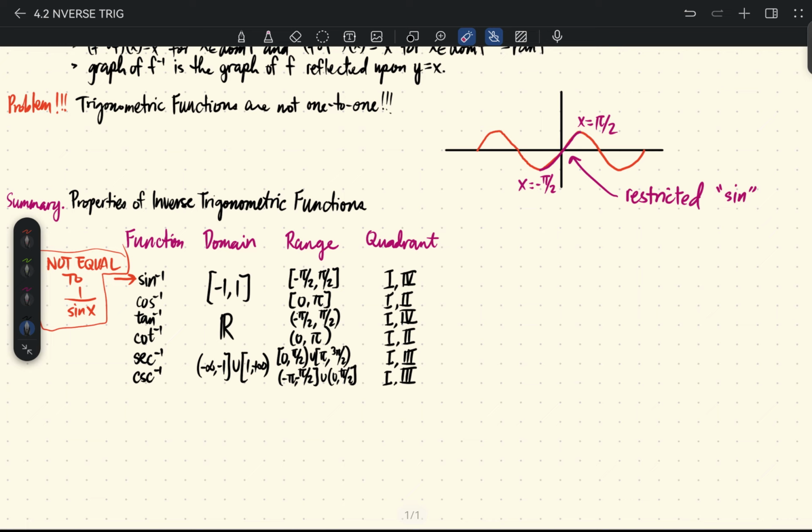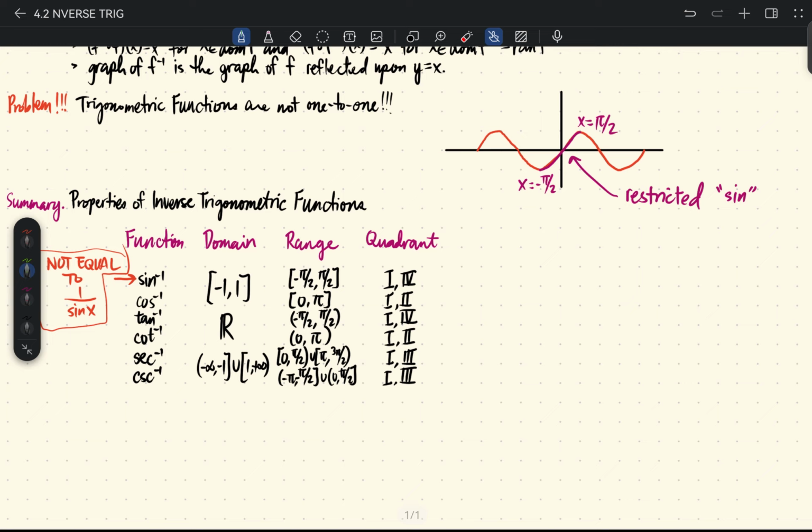And for the quadrants that we are considering for your inverse trigonometric functions, for sine and tangent, we are considering quadrants 1 and 4. For cosine and cotangent, we are considering quadrants 1 and 2. Then for secant and cosecant inverse, we are considering quadrants 1 and 3. Some notations lang.